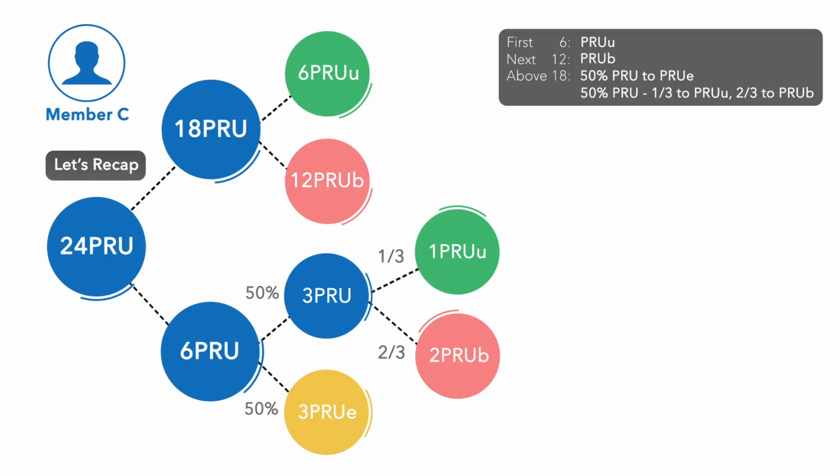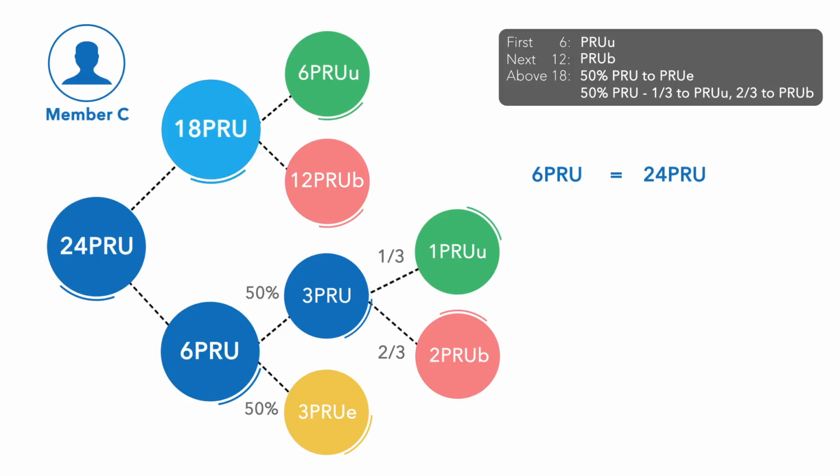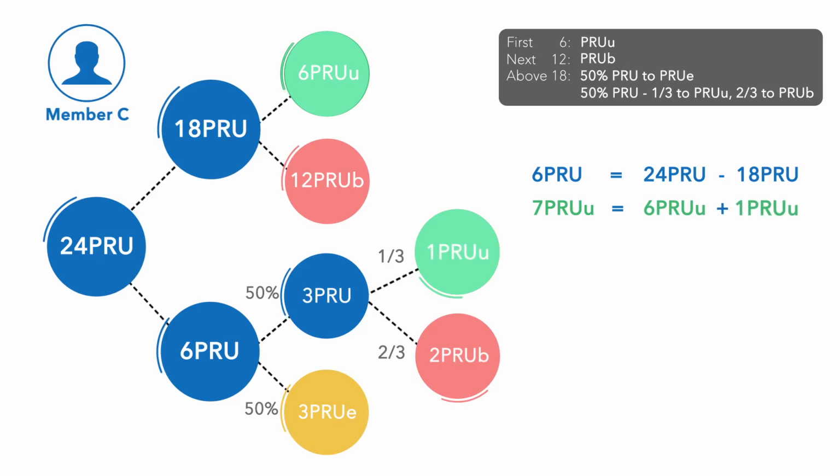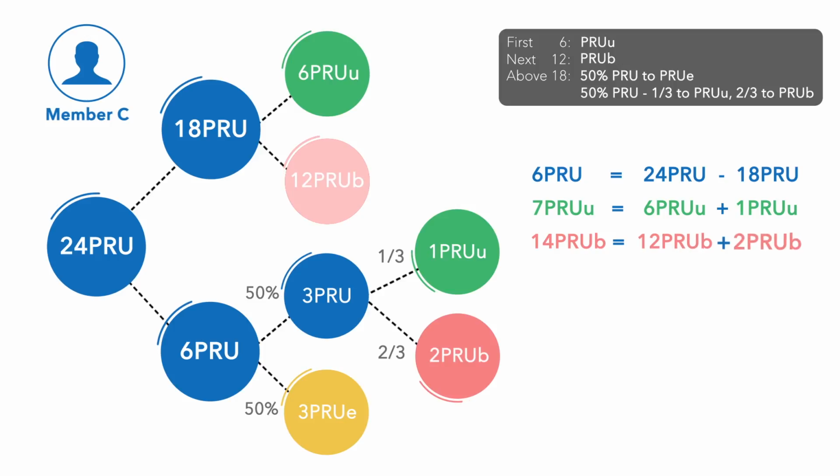Let's recap. The extra PRU, which is 6 PRU after the deduction of 18 PRU from 24 PRU, will be allocated such that there will be 3 PRU as 3 PRUE, and the other 3 PRU allocated as 1 PRUU and 2 PRUB. Therefore, member C's total RU allocation of 24 PRU will be 7 PRUU, 6 PRUU plus 1 PRUU, 14 PRUB, 12 PRUB plus 2 PRUB, and 3 PRUE.